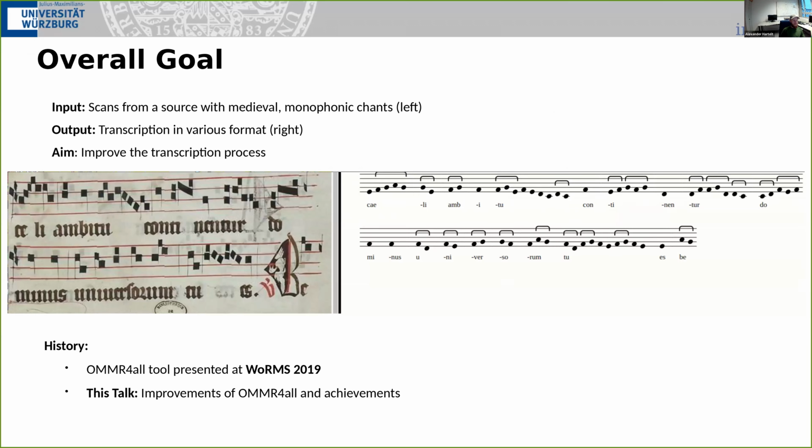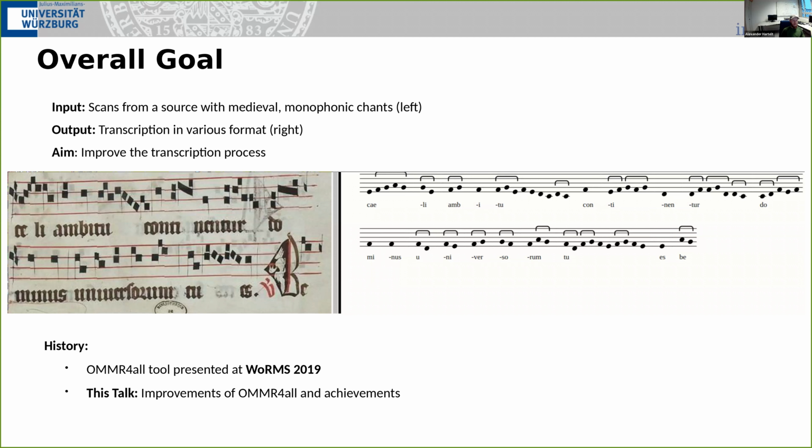So the goal of our tool is the following. We have scans from different sources of medieval monophonic chants. One example, which is written in square notation, you can see on the left side. And the output of our tool are transcriptions, which can be exported to different formats. One example, which you can see on the right side, is the MEI format. And the aim of our tool is to speed up the transcription process. So in the best case, it would deliver the transcription automatically by itself.